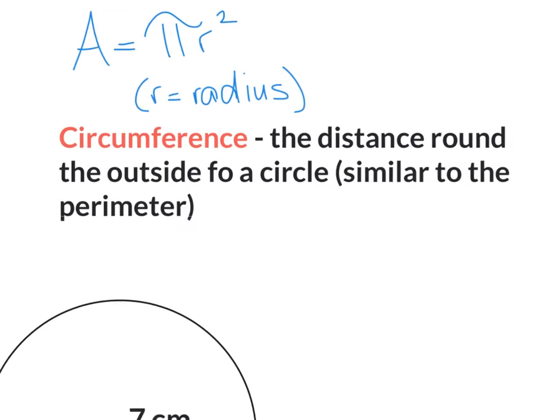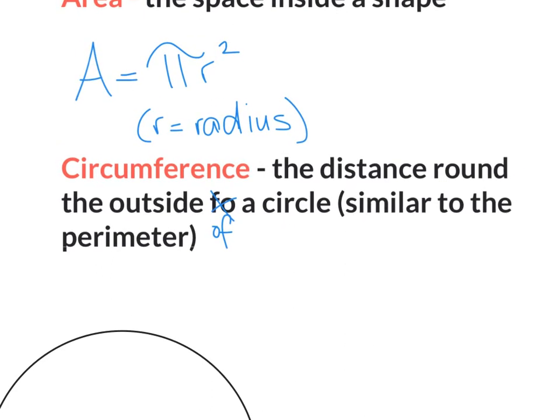And the other thing here is that the circumference is the distance around the outside of a circle, similar to the perimeter. Okay, and the equation for the circumference is C equals pi d, where d is the diameter.